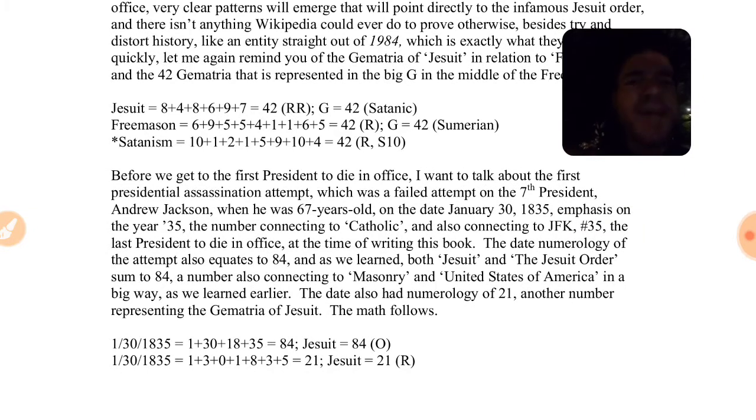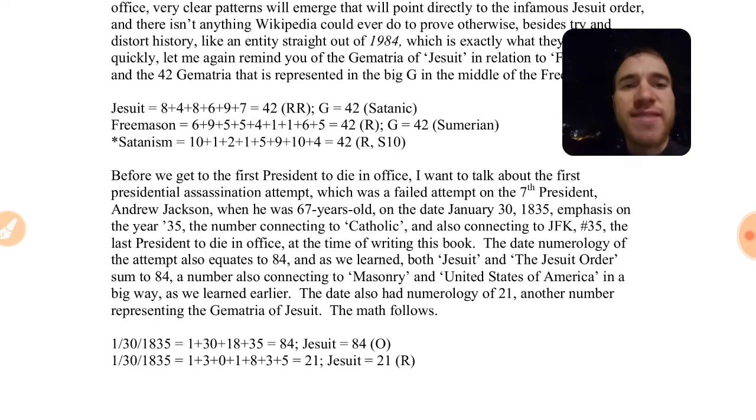So then, before we get to the first president to die in office, I want to talk about the first presidential assassination attempt, which was a failed attempt on the 7th president, Andrew Jackson, when he was 67 years old, on the date January 30th, 1835, emphasis on the year 35, the number connecting to Catholic, and also connecting to JFK, number 35, the last president to die in office. At the time of writing this book, JFK was also the only Catholic president.